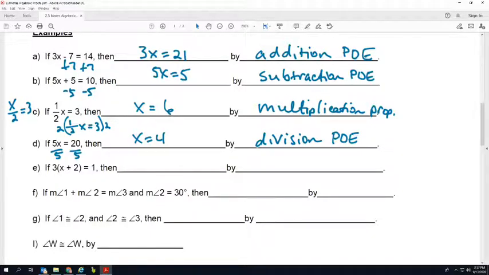Next, if I'm going to solve this, I would distribute the 3 through that parentheses, and that would give me 3x plus 6 equals 1, using the distributive property.